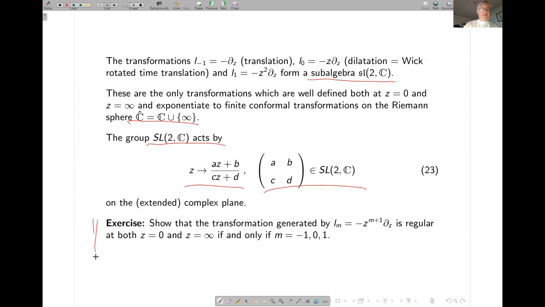Okay, and here's the exercise. Verify that these are the only vector fields, or exactly those vector fields, which are regular both at 0 and at infinity. So our conformal transformations somehow divide up into a general infinite set of conformal transformations which are well-defined infinitesimal transformations. And then we have a special set of three which define an everywhere well-defined finite group action corresponding to the group SL(2,C).